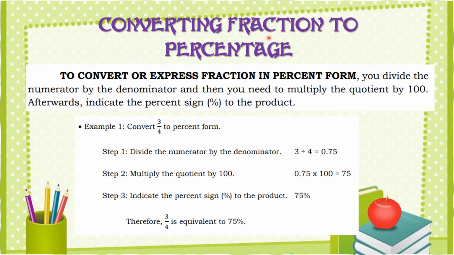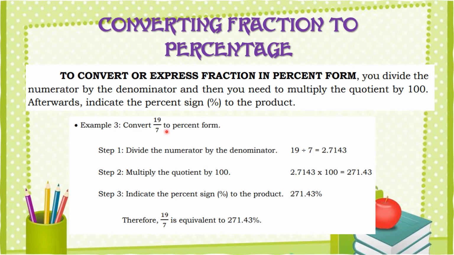Next is converting fraction to percentage. In converting fraction to percentage, the first thing to do is to divide the numerator by the denominator, then multiply the quotient by 100, and then indicate the percent sign to the product. So we have here 3/4. First, divide 3 by 4, numerator divided by denominator, that is 0.75. Then this quotient, 0.75, multiplied by 100 is equal to 75, and then add the percent sign. Therefore, 3/4 is equivalent to 75%.